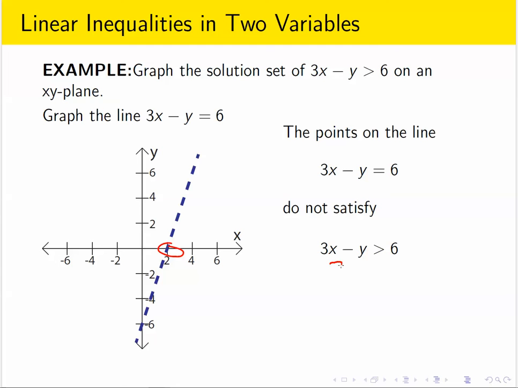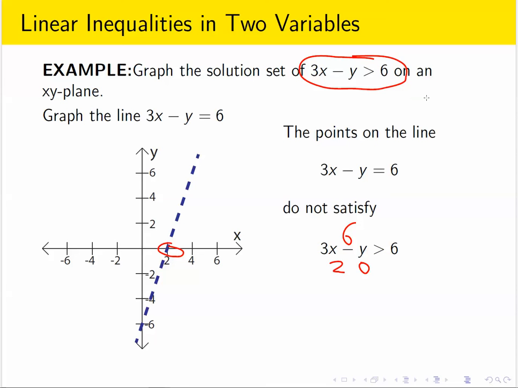because if I plug a 2 in for x and a 0 in for y, I get 6 for the left side of the inequality. 6 is not greater than 6. That means this point on the line is not a point that satisfies the inequality. None of the other points on the line will satisfy the inequality either.